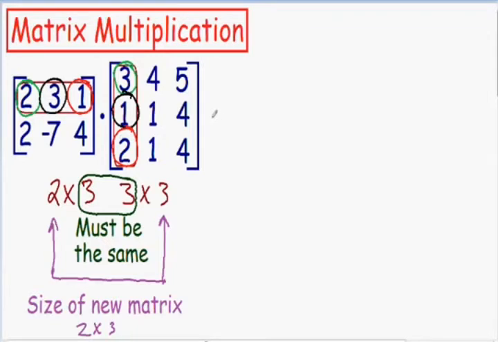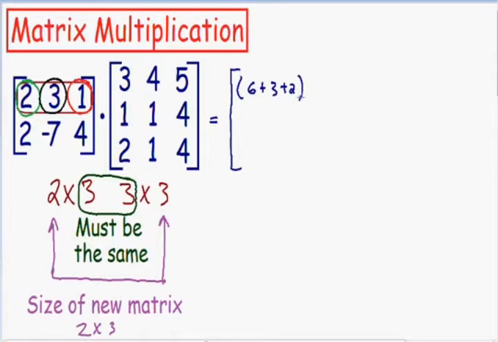Now when we multiply the first row by the first column, we can multiply the green numbers together, which is 2 times 3. 2 times 3 is 6. Then we can multiply the black numbers together, 3 times 1, which is just positive 3. And we can multiply the red numbers together. 1 times 2 is just positive 2. So now we have multiplied the first row by the first column.